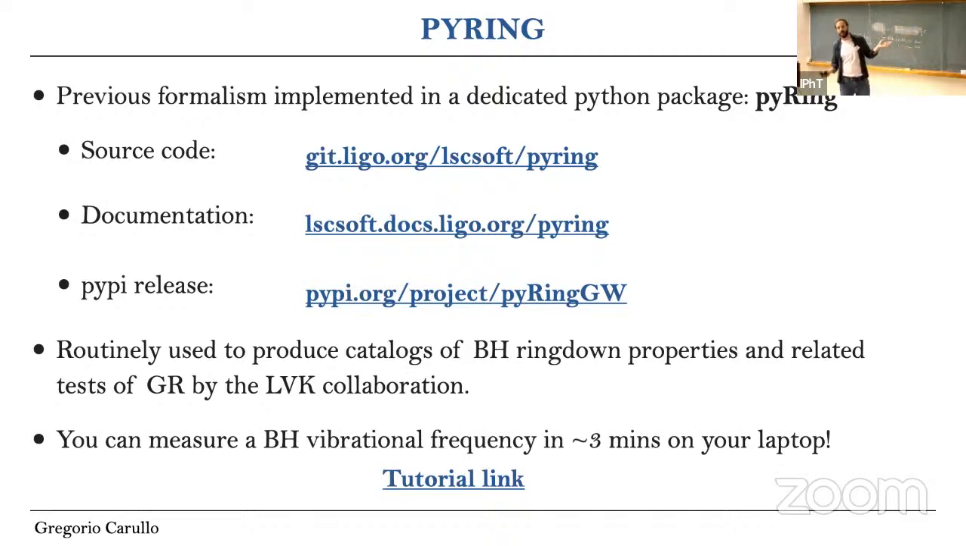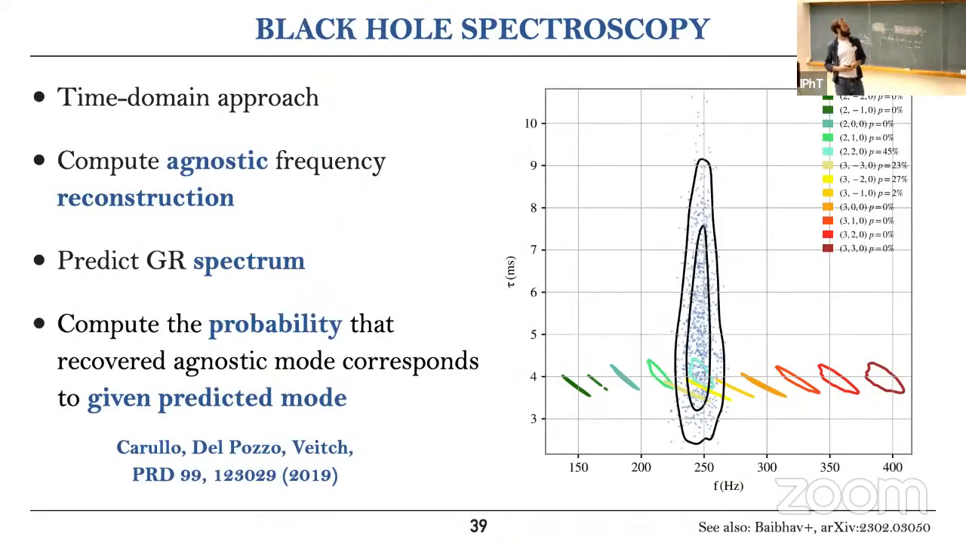Can you go back to the phase plane? Can you please explain what the colored circles are? What do the colors correspond to? For example, these are l equal 2, m equal 2. These are all the l equal 2 modes: m equal 2, m equal 1, m equal 0, and the other is l equal 3.